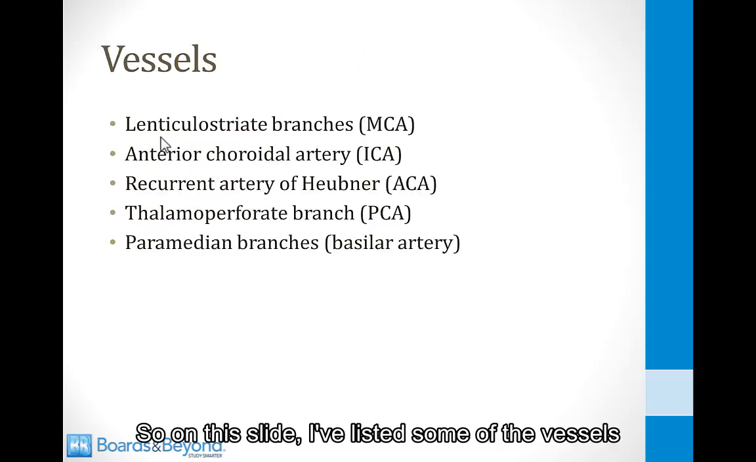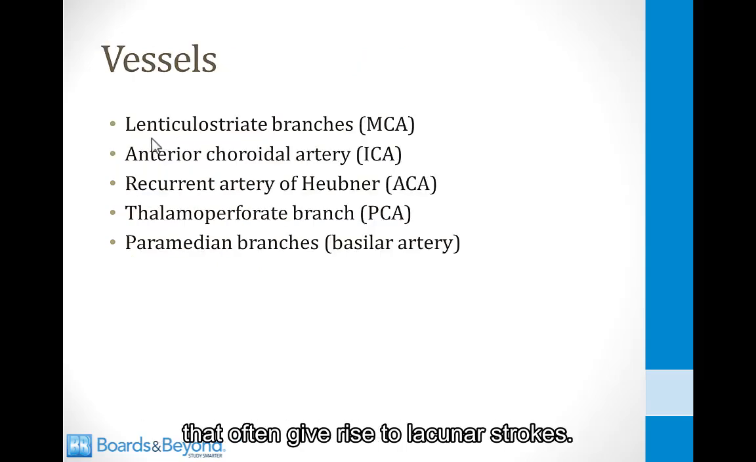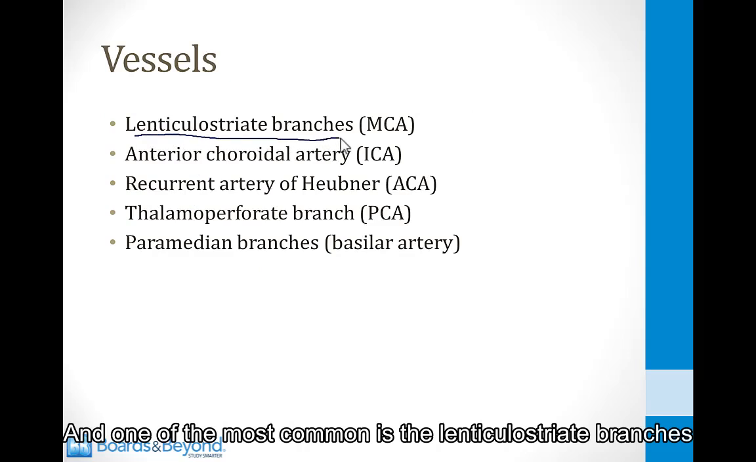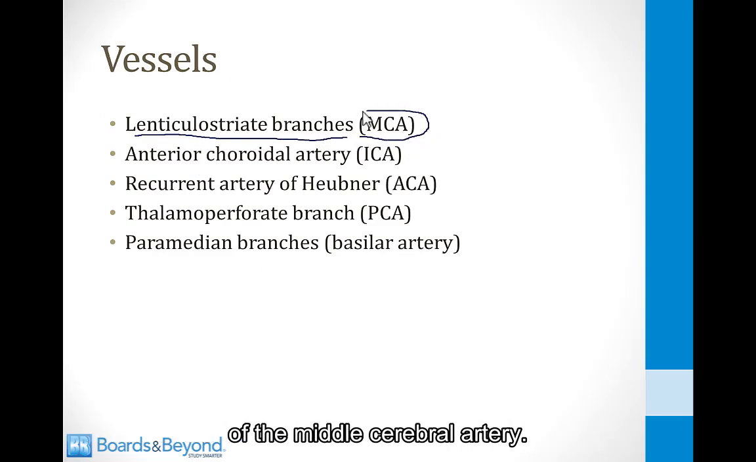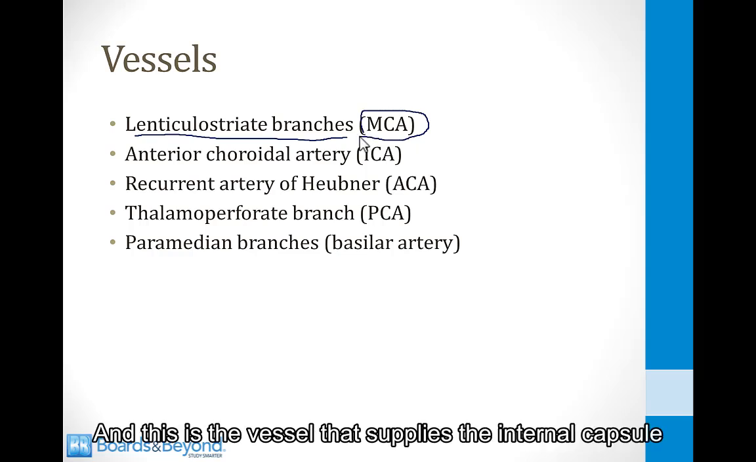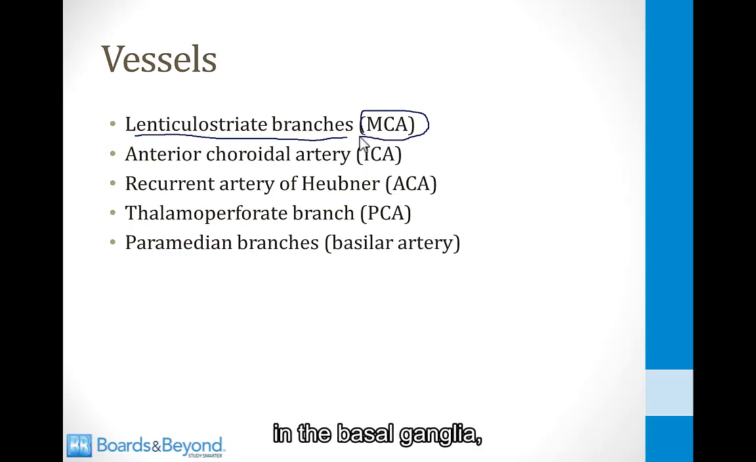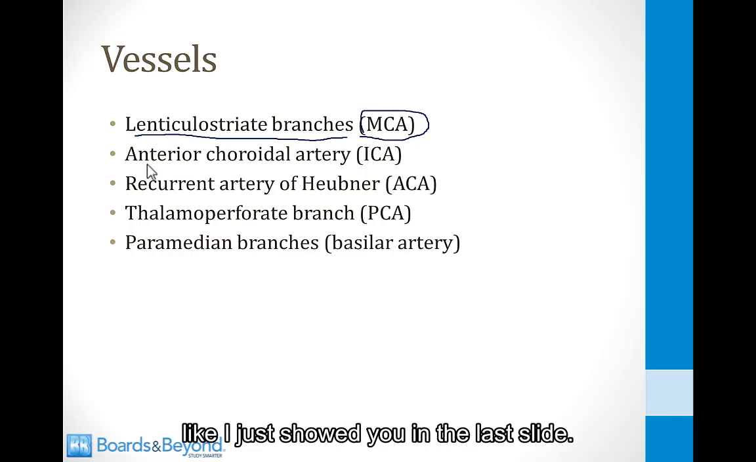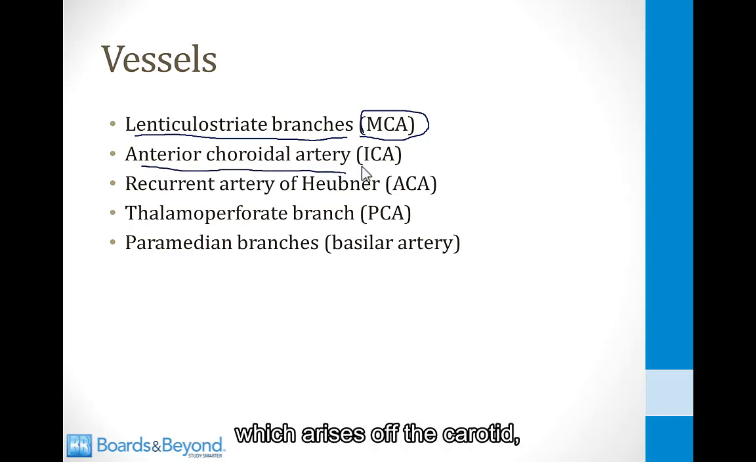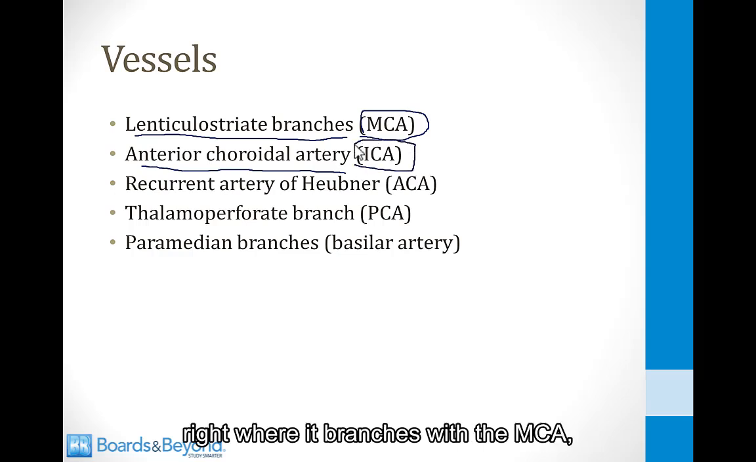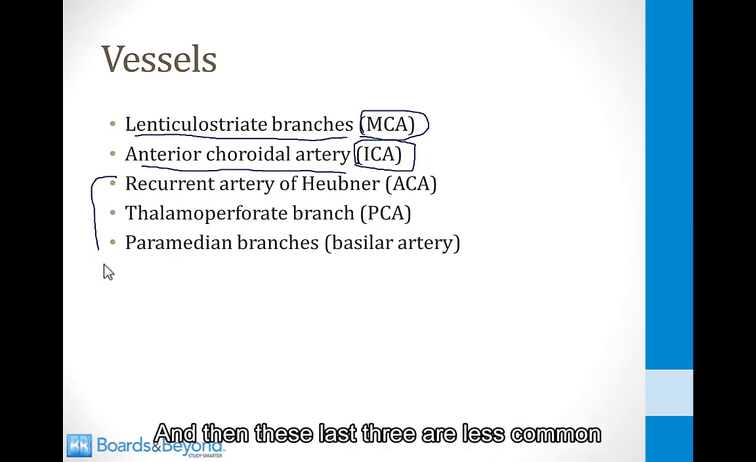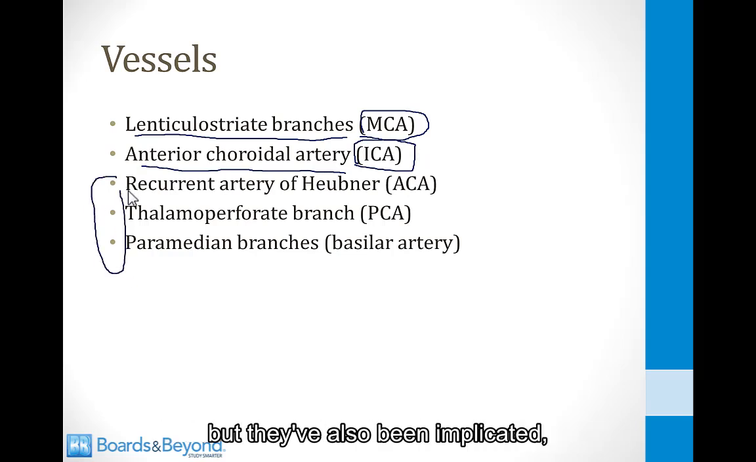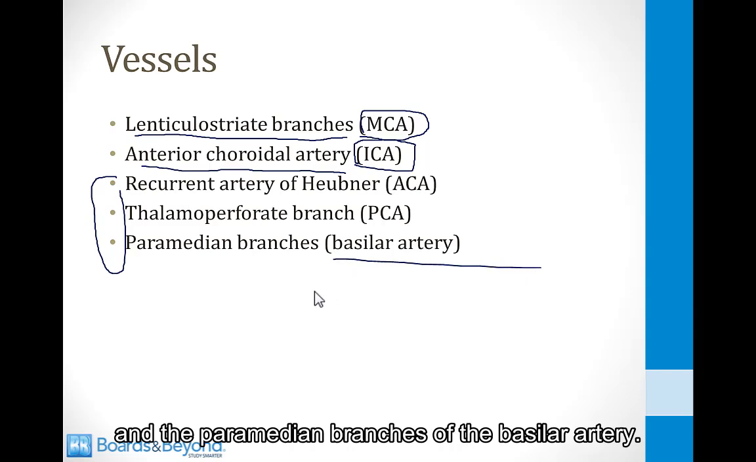So on this slide I've listed some of the vessels that often give rise to lacunar strokes, and one of the most common is the lenticulostriate branches of the middle cerebral artery. And this is the vessel that supplies the internal capsule and the basal ganglia like I just showed you in the last slide. Also the anterior choroidal artery, which arises off the carotid, right where it branches with the MCA, sometimes gives rise to lacunar strokes. And then these last three are less common, but they've also been implicated: the recurrent artery of Heubner, the thalamoperforate branch of the PCA, and the paramedian branches of the basilar artery.